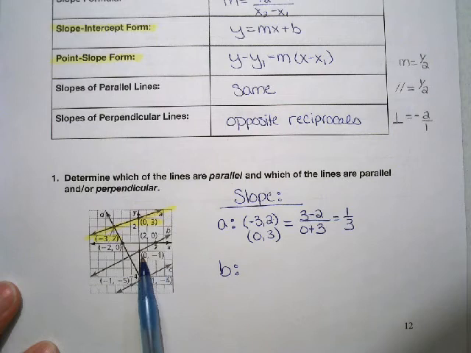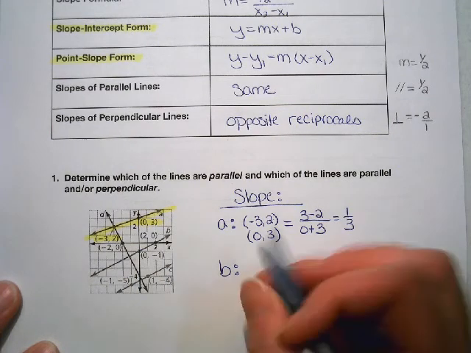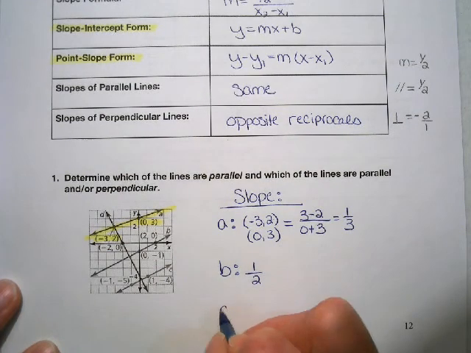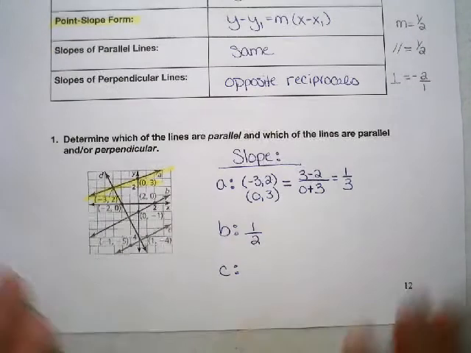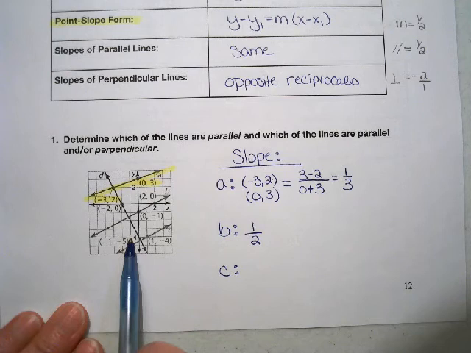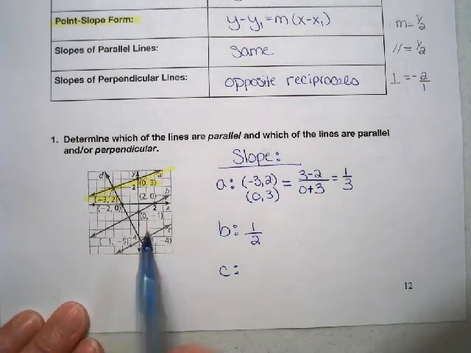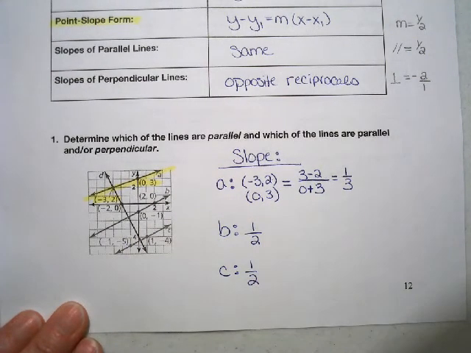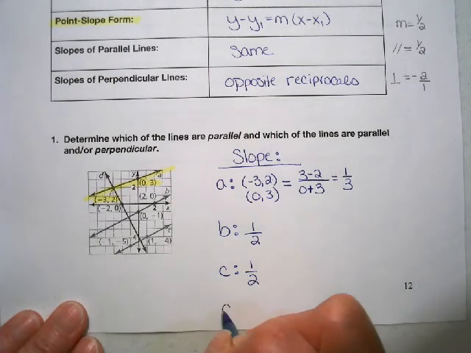So if we take a look at B, here's line B. Notice I'm going to go up 1 over 1, 2. So up 1 over 2. Let's do line C. I'm going to go up 1 over 1, 2. So I'm already noticing something really nice about those.